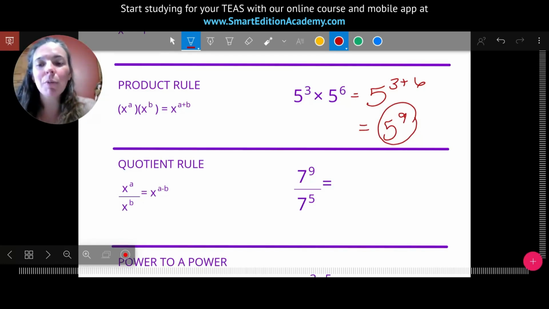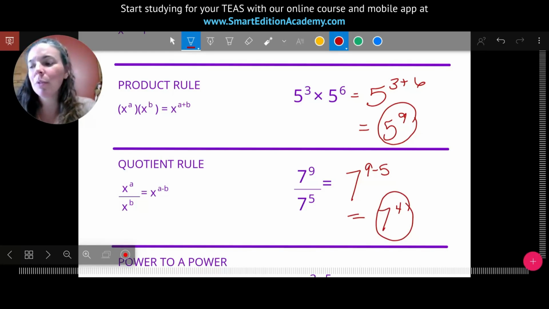Similarly, the quotient rule, if we have exponents with the same base and we're dividing, this time we're just going to subtract. So 7 to the ninth over 7 to the fifth would be 7 to the 9 minus 5, which would simplify to 7 to the fourth power. Okay, so product rule and quotient rule will definitely come in handy.